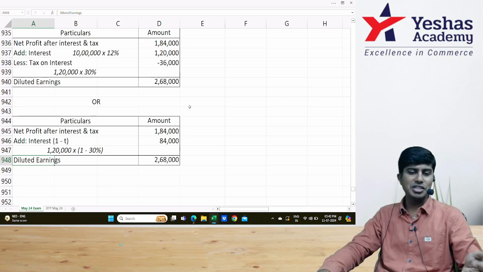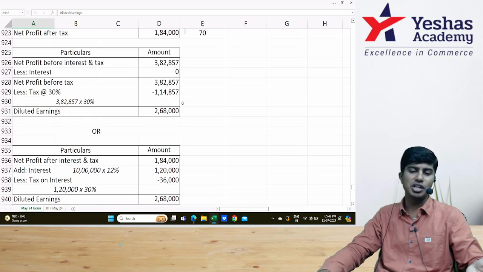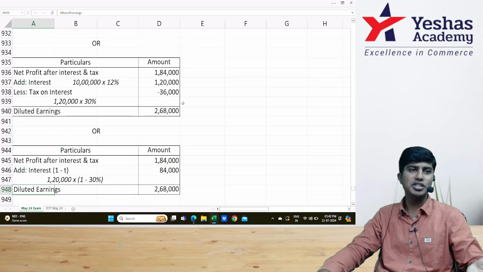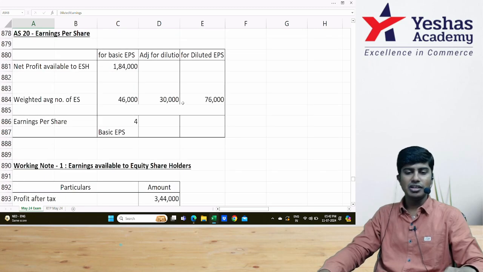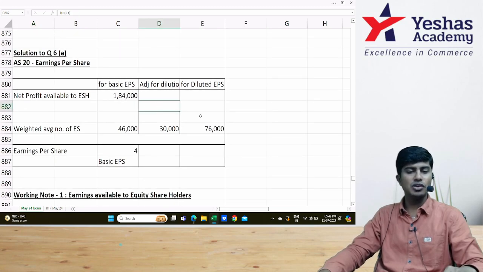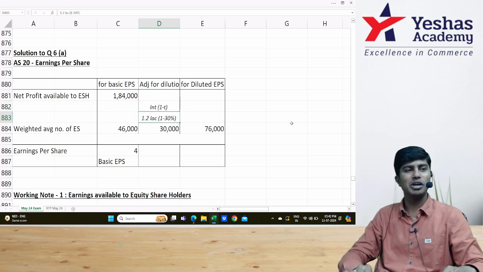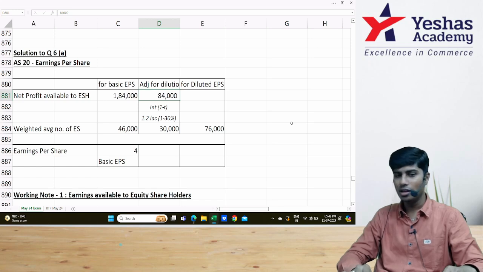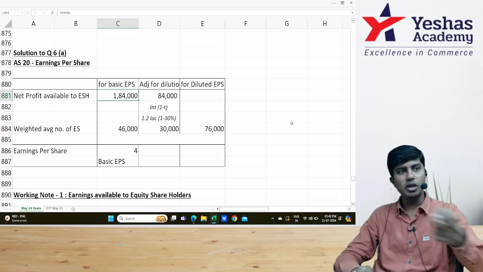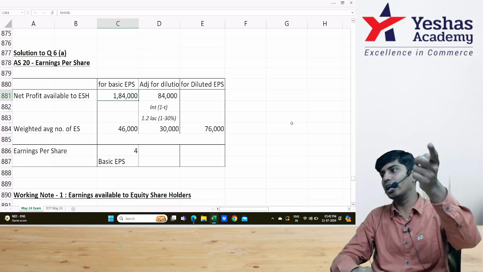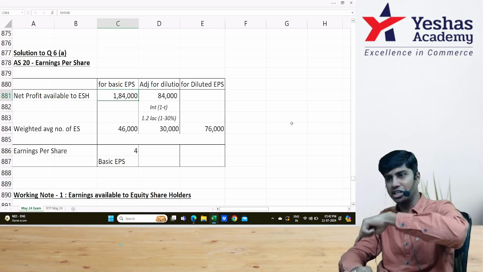In fact, in the examination, they don't expect you to do any of these three working modes. Any of these three ways are not expected from you. Straight away here, you can do: 1,84,000 is there, no? Interest into 1 minus t, you can write here only 1,20,000 into 1 minus 30%, which gives 84,000 as the dilution. Am I right? So 184 plus 84.